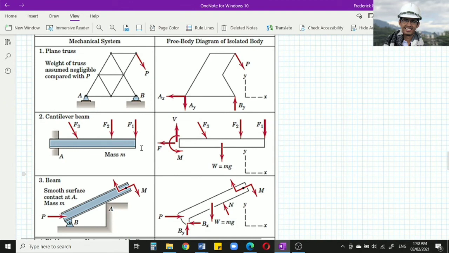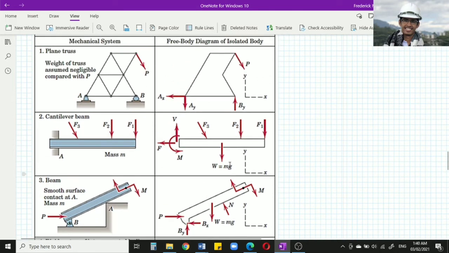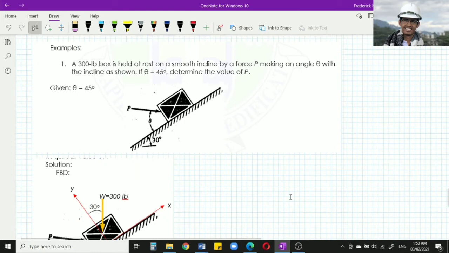And we have the cantilever beam. So, yung sa support at A natin is fixed support siya. So, yung ating force na nag-act will be vertical or yung shear force, and yung normal force or yung F or horizontal force. And we have a couple or bending moment M. And yung weight ng B, that will be mass times the gravitational pull. So, let us proceed na sa ating problem solving regarding equilibrium.